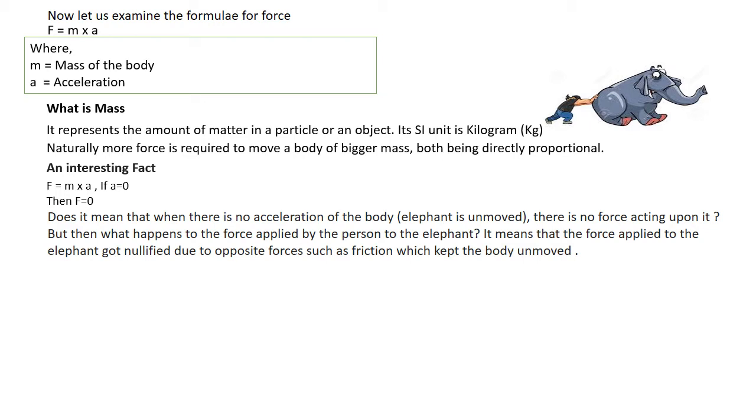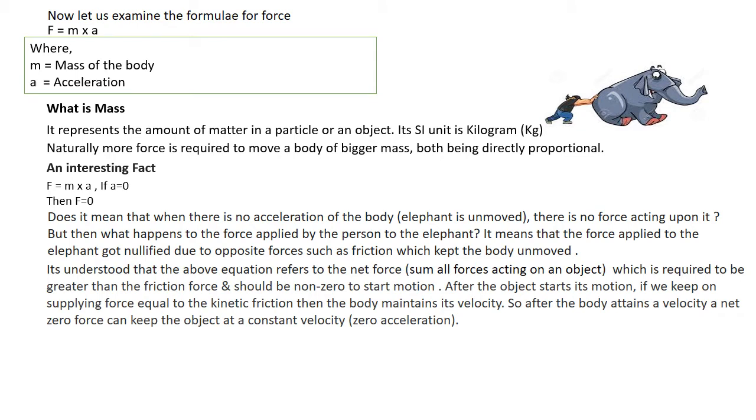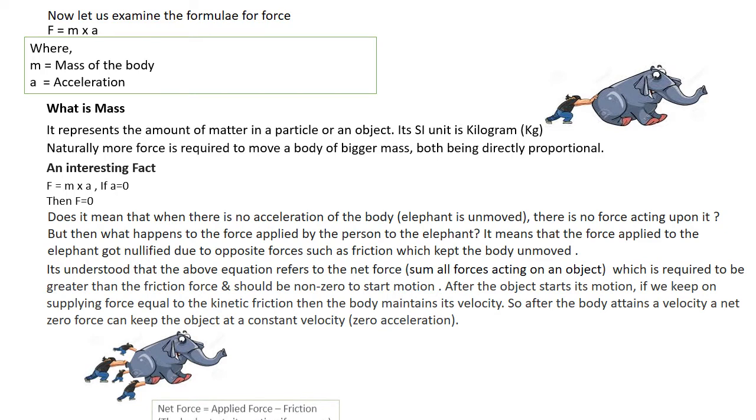Also, it's worth noting that the force mentioned on the above occasion is the net force. That means it is the sum of all forces. So, for a body to start its motion, the applied force needs to be greater than all the opposition forces such as friction. And once the body starts its motion, if we can provide the same amount of force equivalent to the kinetic friction, then the body can maintain the same velocity, and in effect the net force would be zero.